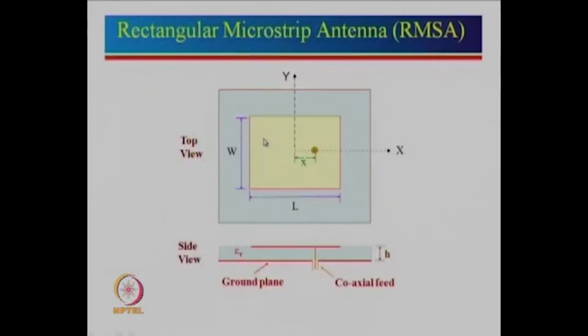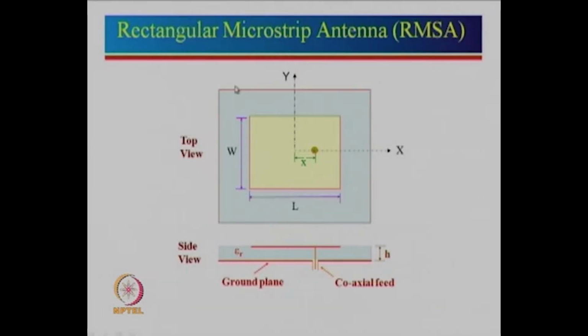Today we are going to discuss microstrip antennas. In microstrip antennas we are going to discuss different types of antennas, but we will start with a very simple thing, which is a rectangular microstrip antenna. Let us see what a rectangular microstrip antenna is first of all, and what a microstrip antenna is.